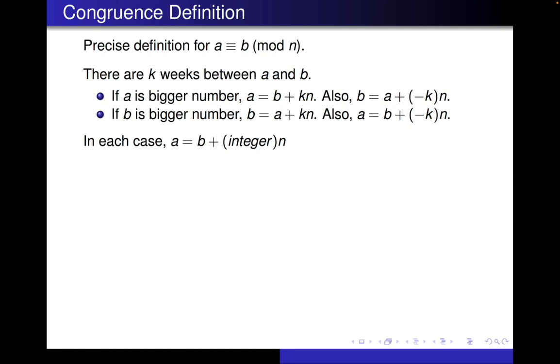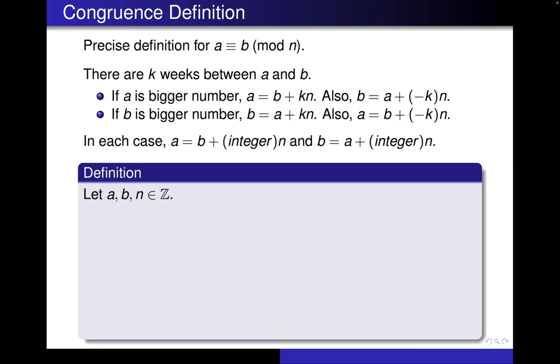Which tells us that in each of those cases, A is equal to B plus some integer times n. It was k times n in the first case, negative k times n in the second case. And also B is equal to A plus some integer times n. That was negative k in the first case, and then positive k in the second case. But in any case, A being B plus an integer times n, or B equals A plus an integer times n, is exactly what we need to prove congruence. So that's how our definition is going to work. Again, A, B, and n are integers.